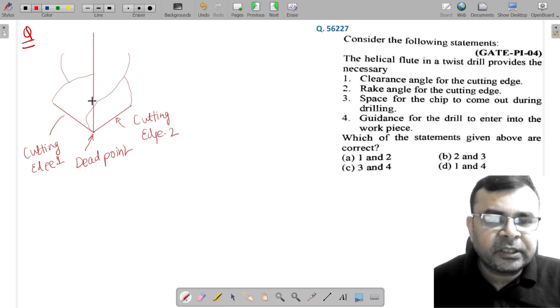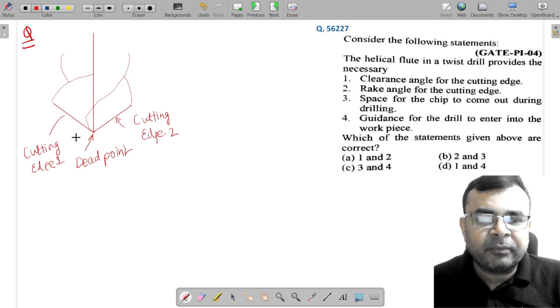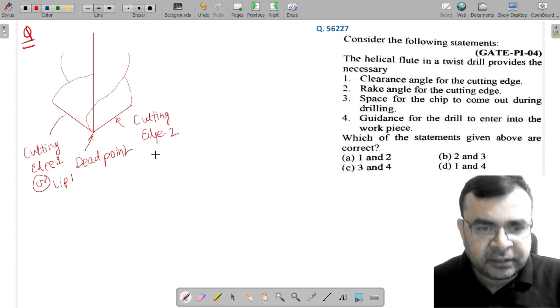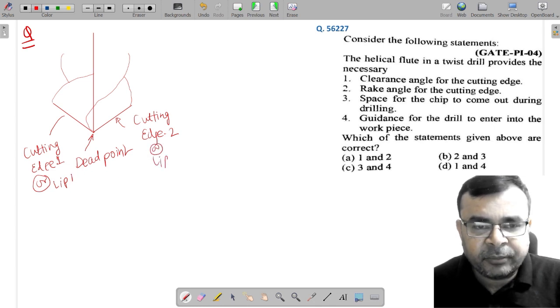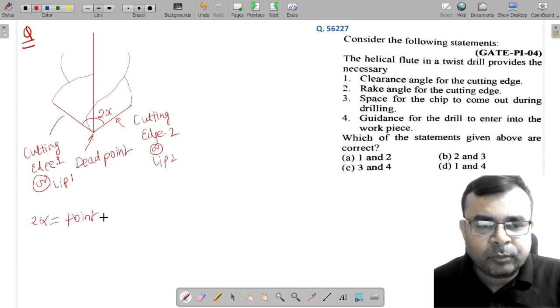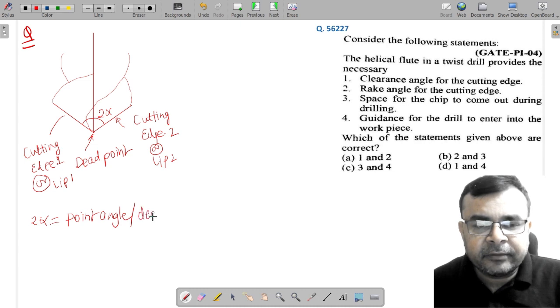Correct? So obviously this is a twisted drill in which we have 2 cutting edges, and these cutting edges are also called lips. So this is lip 1 and this is lip 2, and the angle found between them is called 2 alpha, which is nothing but the point angle. This is also called the dead angle.